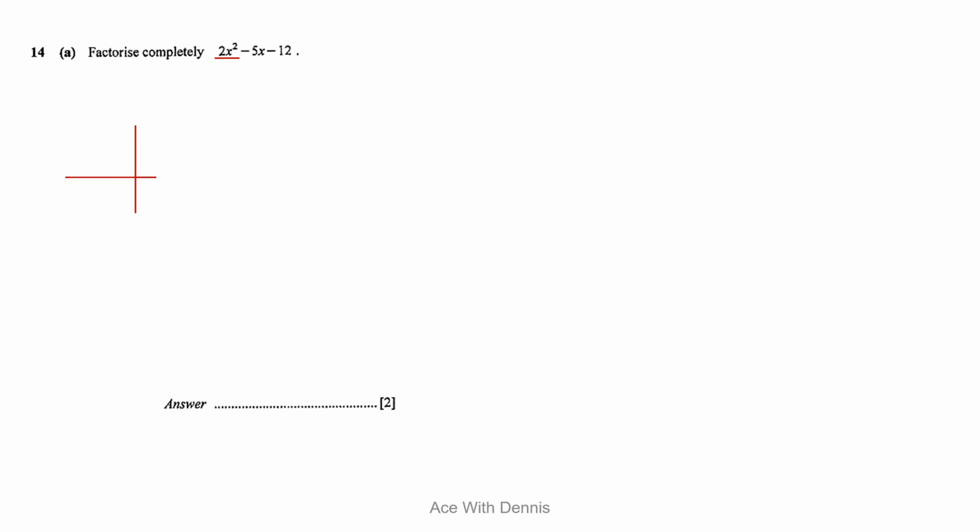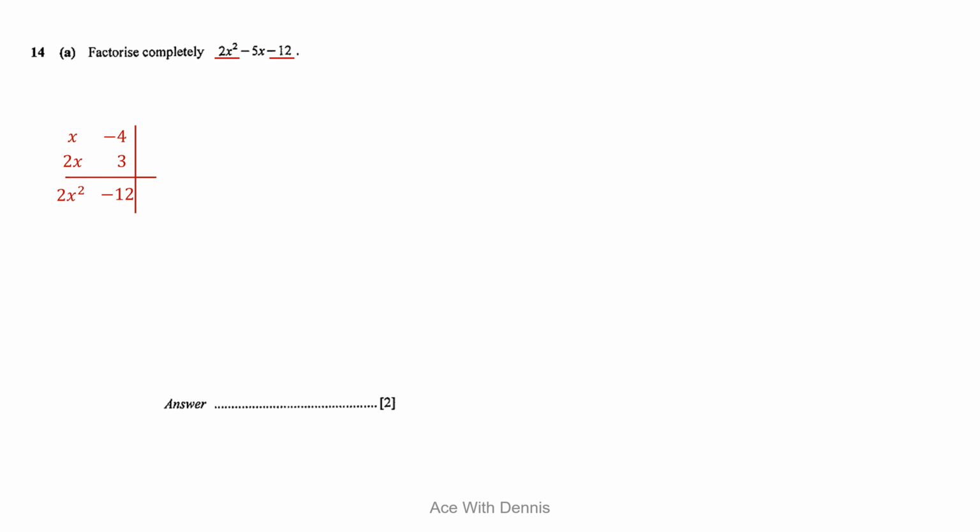First we look at the first term, 2x squared. The factors for 2x squared are x and 2x. So x and 2x multiplied together will get 2x squared. Then we look at the third term, negative 12. The factors for negative 12 are negative 4 and 3. So negative 4 times 3 will get negative 12.